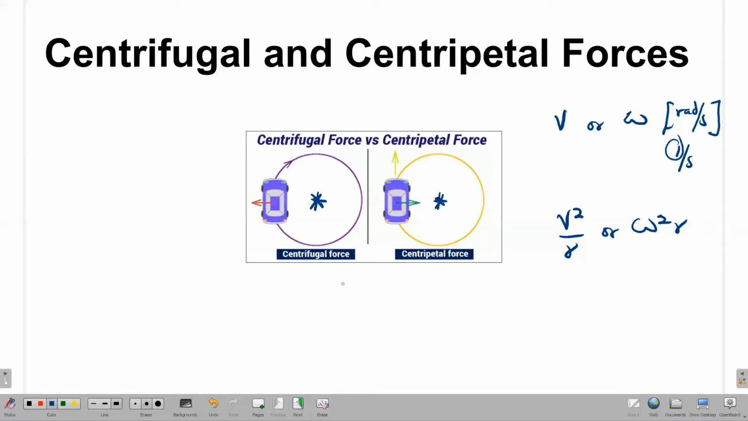Unless this centripetal force is provided at all times, the car will not continue to follow that circular path, but will move forth tangentially to the circular path with uniform motion in a straight line, as shown here.